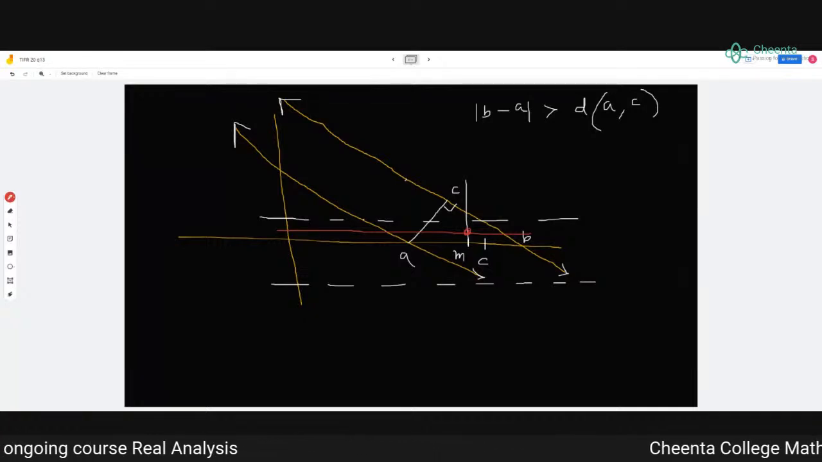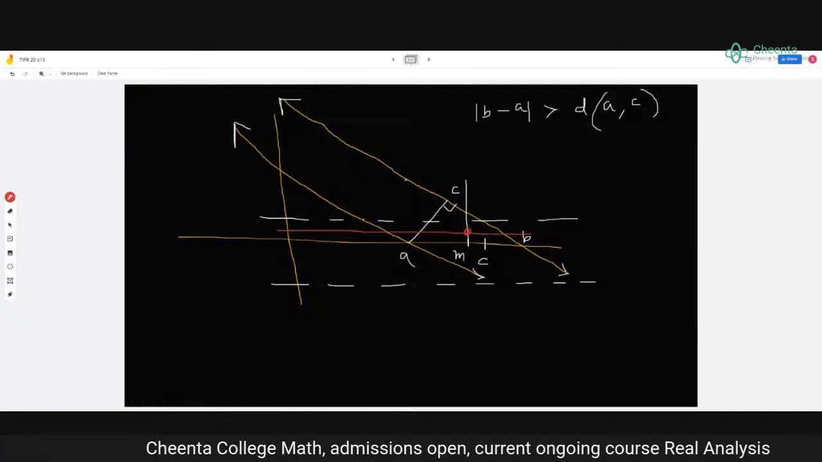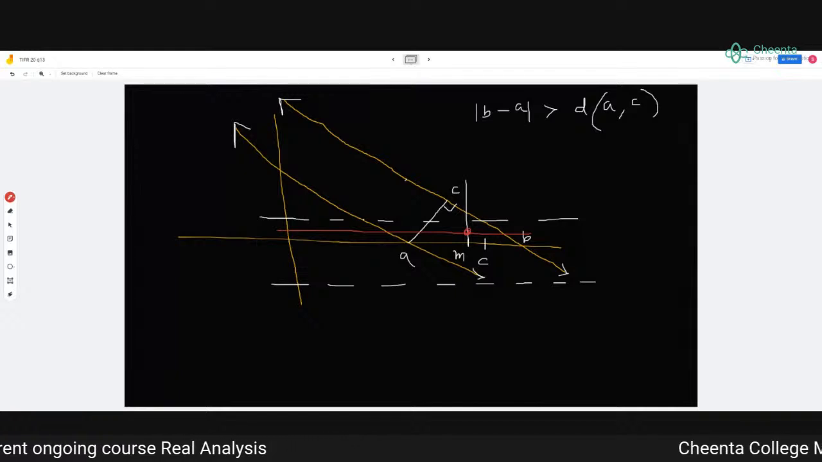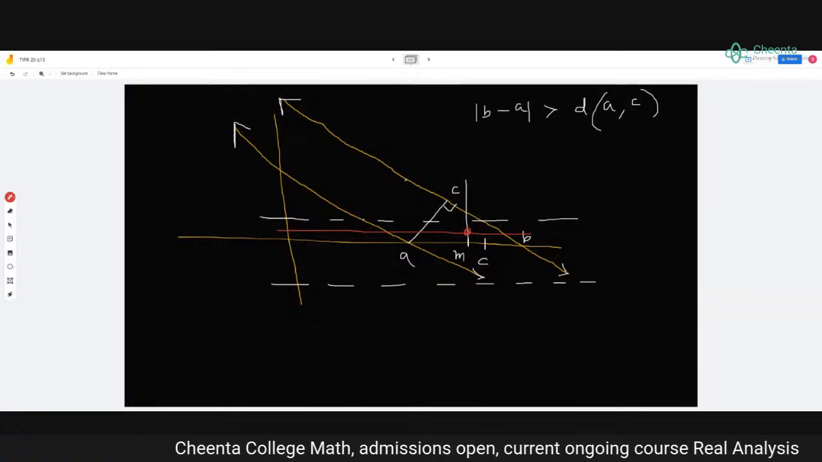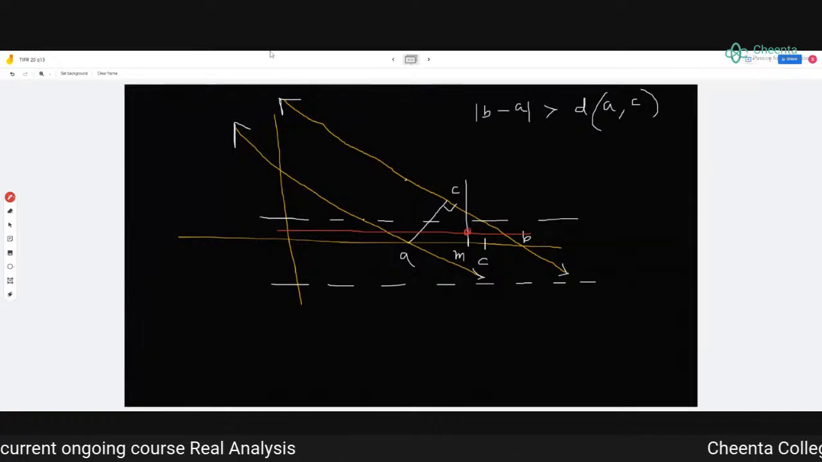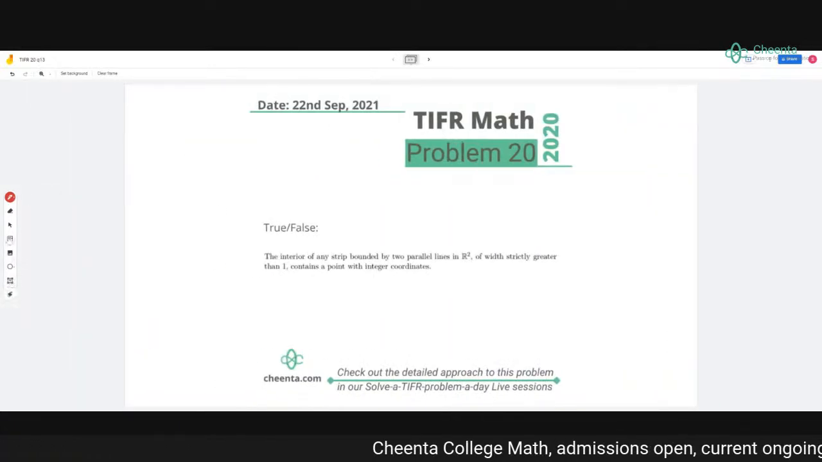All right, so what did we do? We first made the conclusion that any horizontal or vertical stripe will have a point with integer coefficients. Thus, the choice of horizontal or vertical stripe that we have is free, and hence we can actually construct a horizontal stripe such that that red line is there. All right, and hence the solution to this true false question is that this is true.